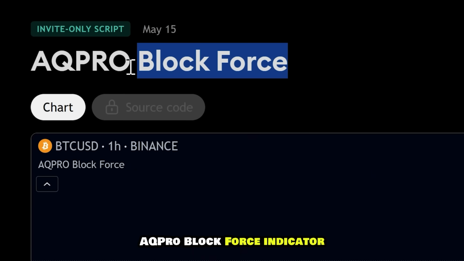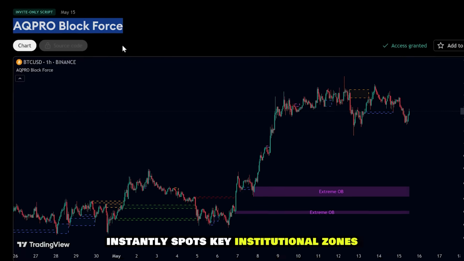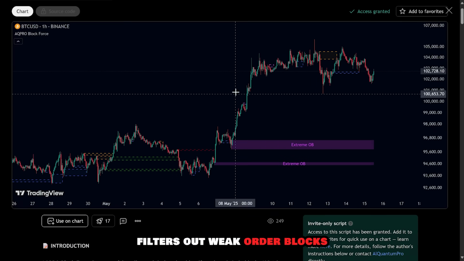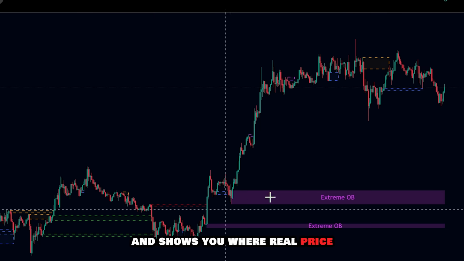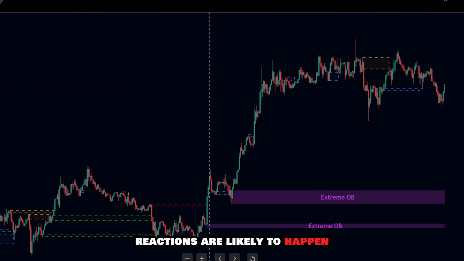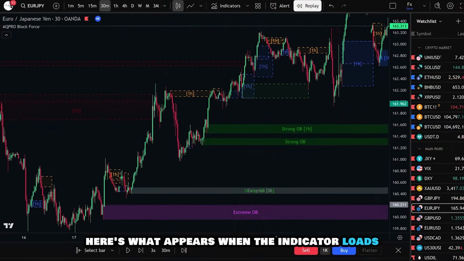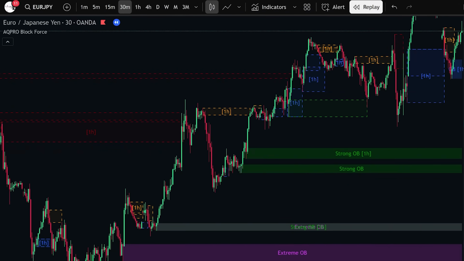AQ Pro BLOCKFORCE Indicator instantly spots key institutional zones, filters out weak order blocks, and shows you where real price reactions are likely to happen. Here's what appears when the indicator loads on your chart.